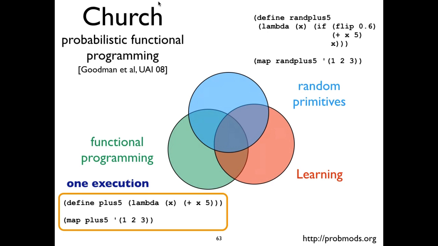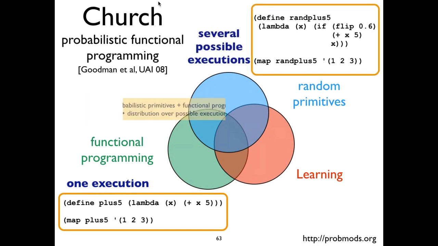And that flip is very much like the one we had in Problog. You can flip a coin: with probability 60%, it's going to be true, and with probability 40%, it's going to be false. So what you say here is, if I flip and it's true, you take the first branch and you add 5 to your argument. In the case that the flip fails, you just return the argument. And then you'll see that you get many different execution traces for this kind of function.